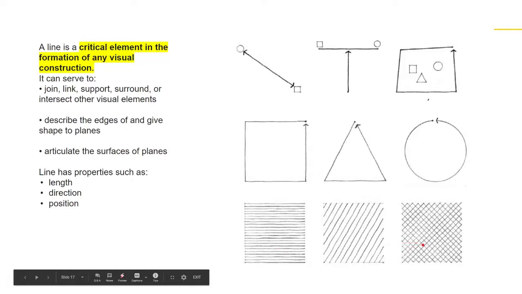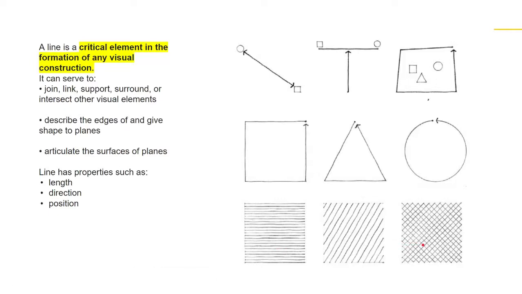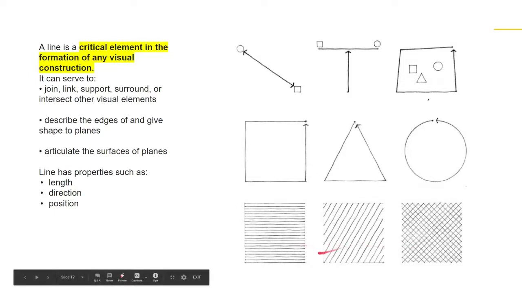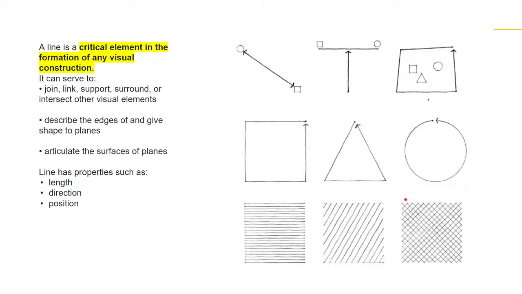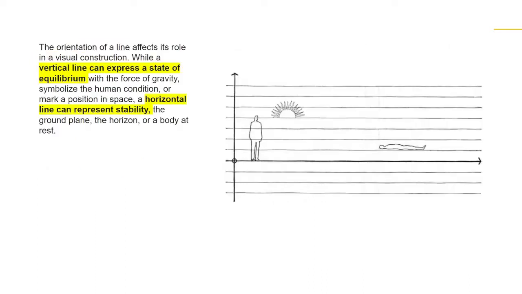So the third is a crosshatch. Basically, it gives texture, and it brings in more weight than the first two line compositions. As you can see, the perpendicular or opposite combination of two diagonal lines creates this volume, this visual weight. So the orientation of a line affects its role in visual construction.